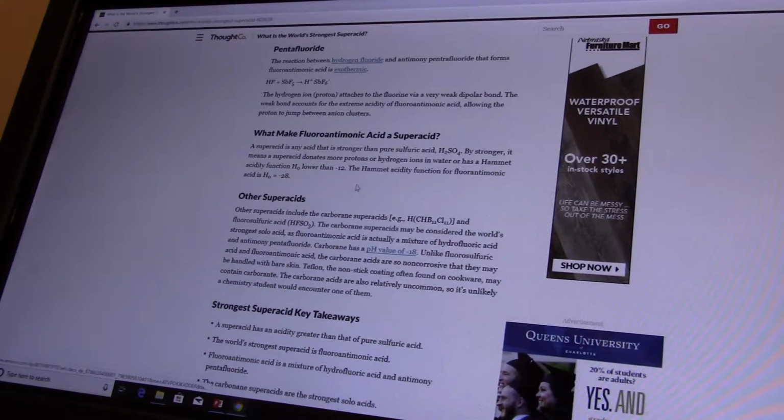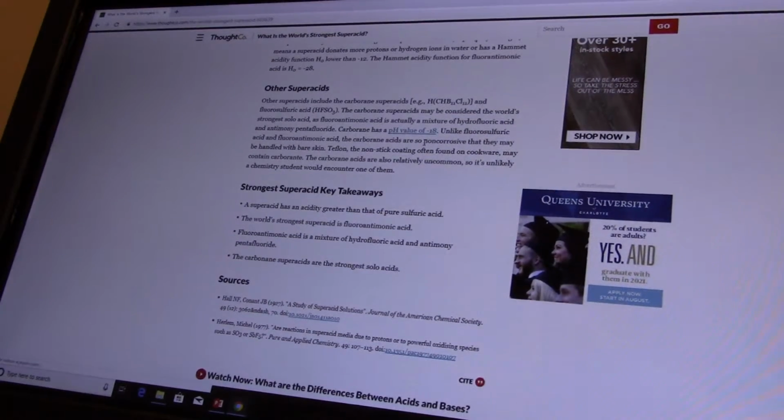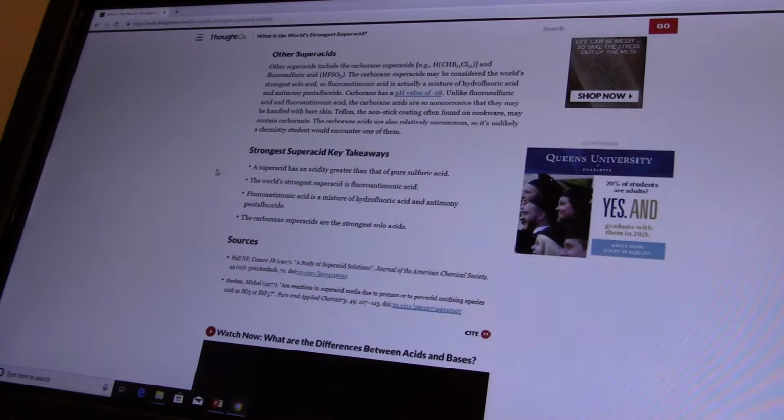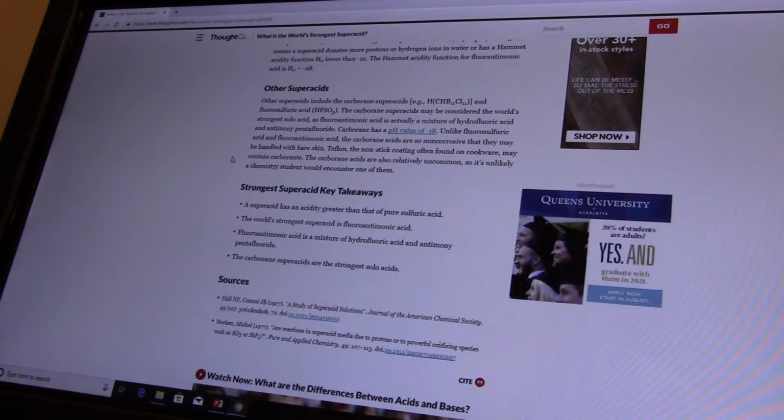pH balance of lead. Figure it out. -18. -18 has been achieved. Okay. I don't know. That's maybe not it.